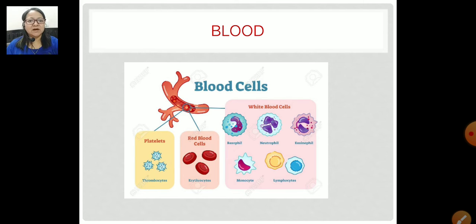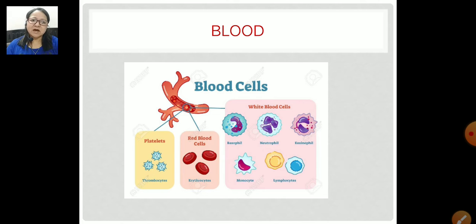Now first come to the blood. In case of blood, the matrix is very liquid, fluid type, that is called plasma, and it has a number of blood cells. Red blood cells are red in color due to the presence of the pigment hemoglobin and help in the transportation of oxygen. A number of white blood cells are present there, that is basophils, neutrophils, eosinophils, monocytes and lymphocytes. Their main function is to remove foreign particles and kill the pathogens.